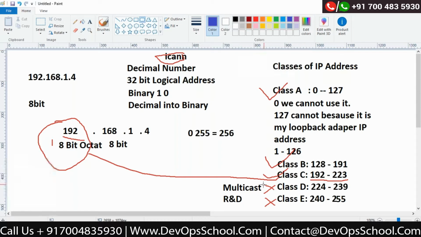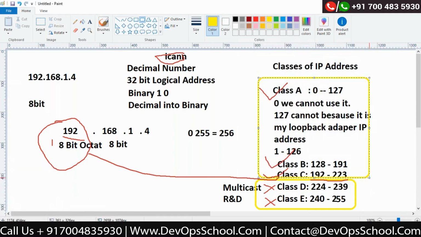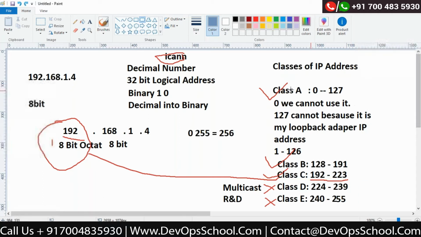So for public use, only these IP addresses can be used. This is the IP address range which we can use publicly. These two classes, we cannot find anywhere. Multicast, yes, in some cases you will be able to see multicast IP addresses, but these R&D IP addresses you won't be able to use.